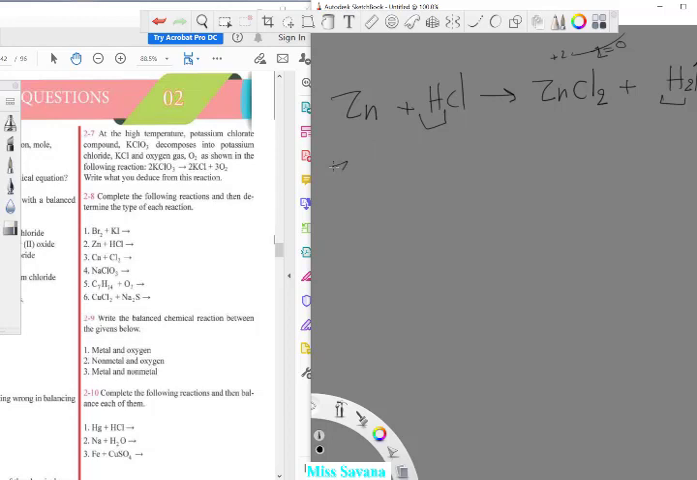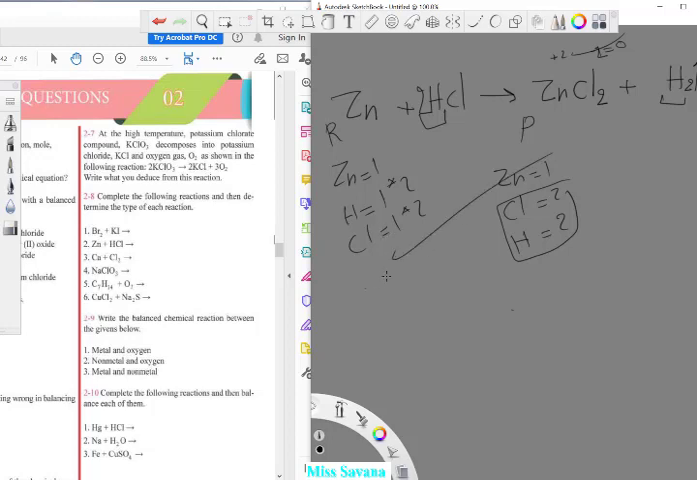So my Zn is equal to 1, my H is equal to 1, and my Cl is equal to 1 in the reactant side. But in the product side, no, I have a problem. The Zn is equal to 1, while the Cl is equal to 2, and the hydrogen is also equal to 2. So what is the common between them that I can change to make everything 2? It is actually this. When I make it 2, okay, everything is balanced and I'm all set to go.